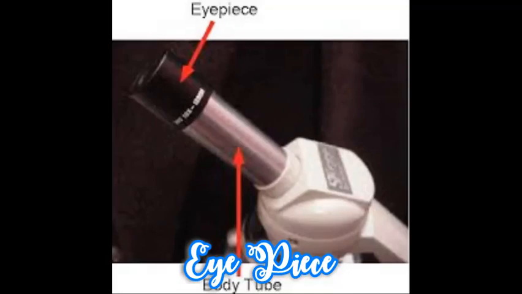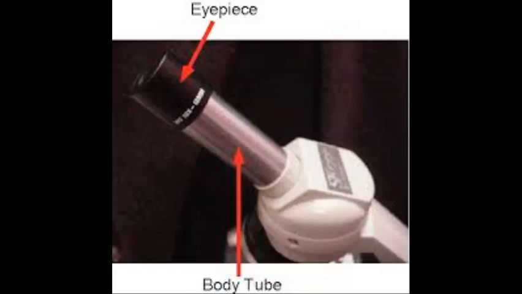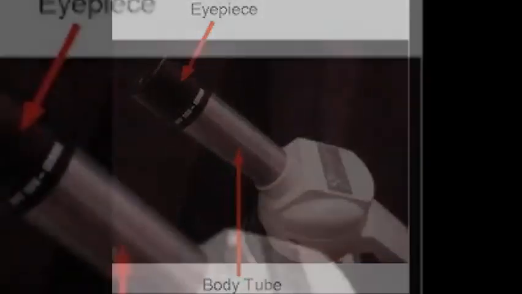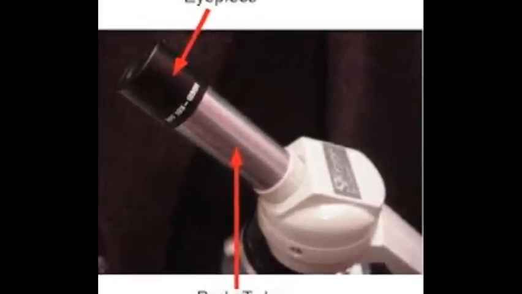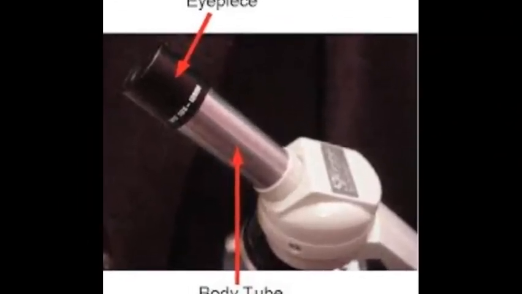Next is the eyepiece tube. The eyepiece tube holds the eyepieces in place above the objective lens. Binocular microscope heads typically incorporate a diopter adjustment ring that allows for possible inconsistencies of the eyesight in one or both eyes.